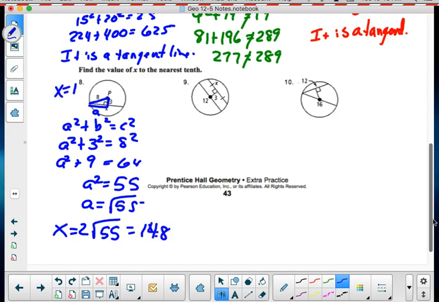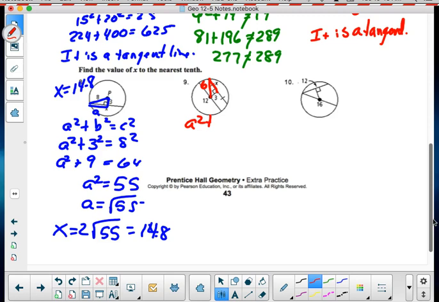So x is equal to 14.8. And this one is number 9, and this one looks confusing, but you've got to keep in mind that that's the same as the other side, and they just want that 1/2 part. I know that this is 6 because my diameter is 12, so my radius here is 6, and that's the hypotenuse of my triangle here.